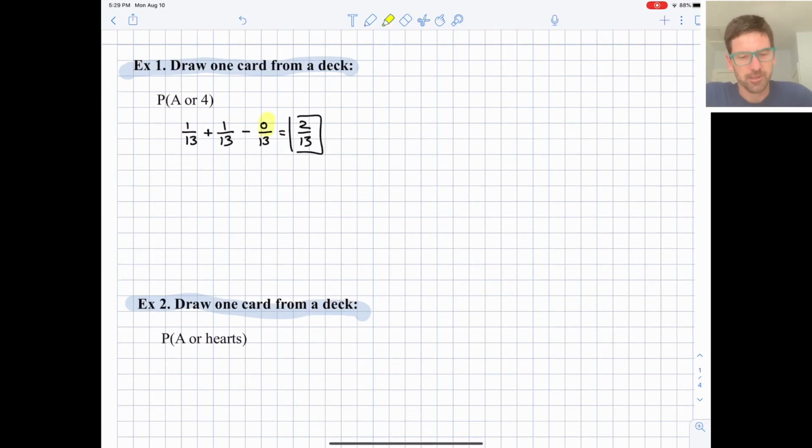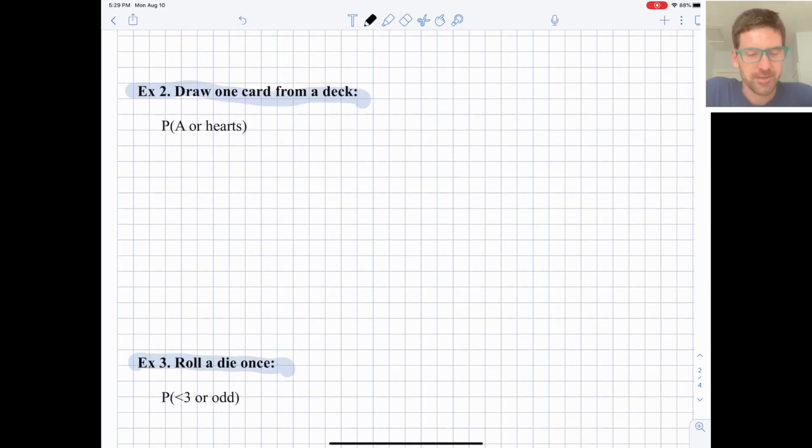And I hope you noticed we just subtracted off a 0. So maybe you're thinking, why do we even need that subtraction, right? Let's draw one card from a deck. Probability of an ace or a heart. Okay, is it possible to get an ace and a heart at the same time? It is. It's called the ace of hearts.